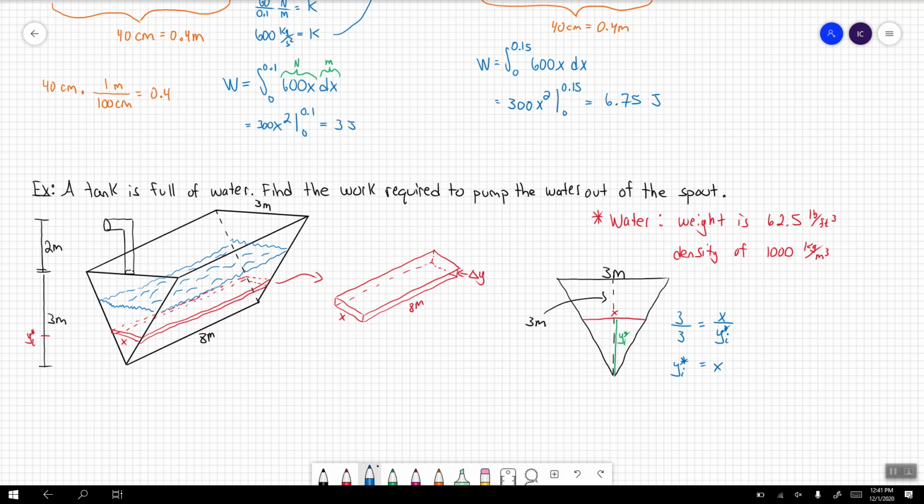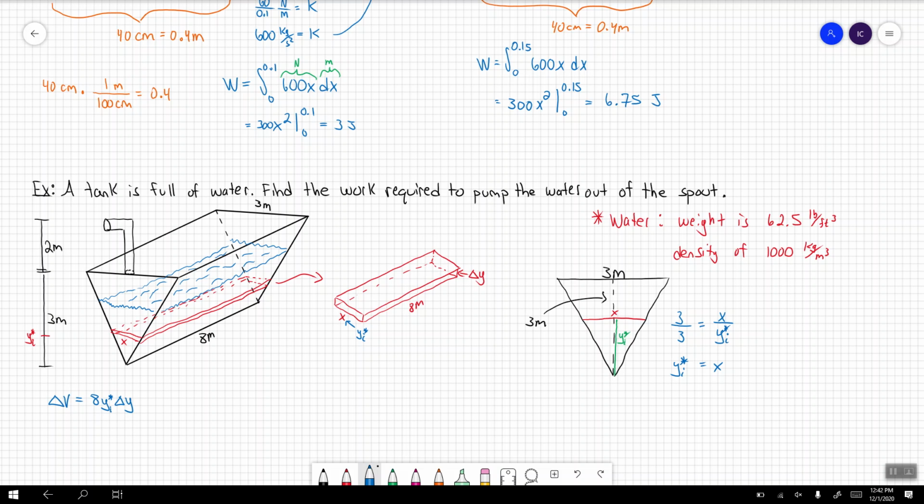Now this is important because then this x value that we initially assigned is now y sub i star. And remember, let's keep our eye on the goal. We wanted to find the volume for that slab, or for that cross section. We can now do so. The volume for that cross section is going to be given by the volume of this cross-sectional rectangular slab, which is length times width times height. In other words, 8 multiplied by y star sub i multiplied by delta y.